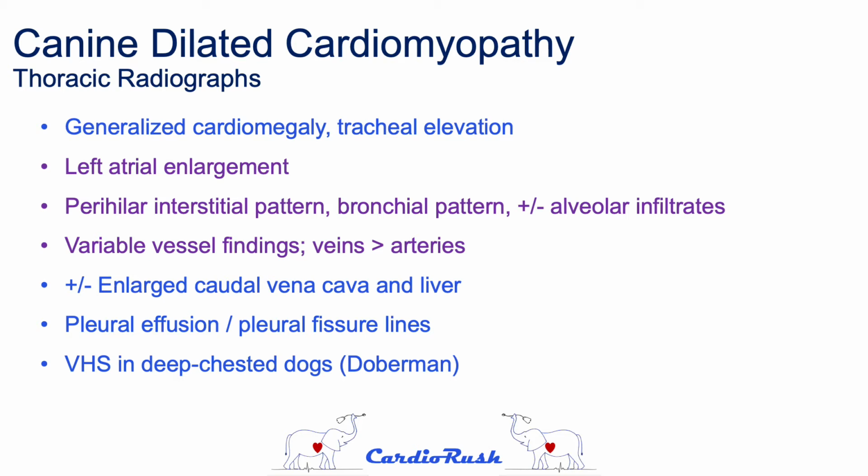The caudal vena cava and liver may be enlarged if there's a component of right heart failure, and there may be pleural effusion. The vertebral heart size may be abnormal, especially in deep-chested dogs such as Doberman pinschers. The VHS may be helpful.